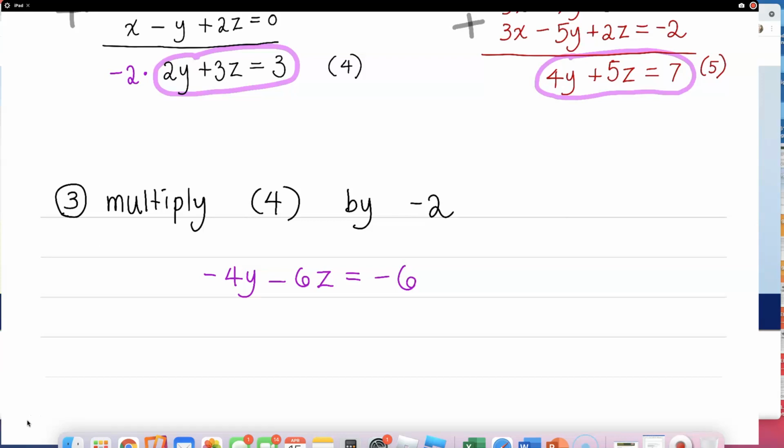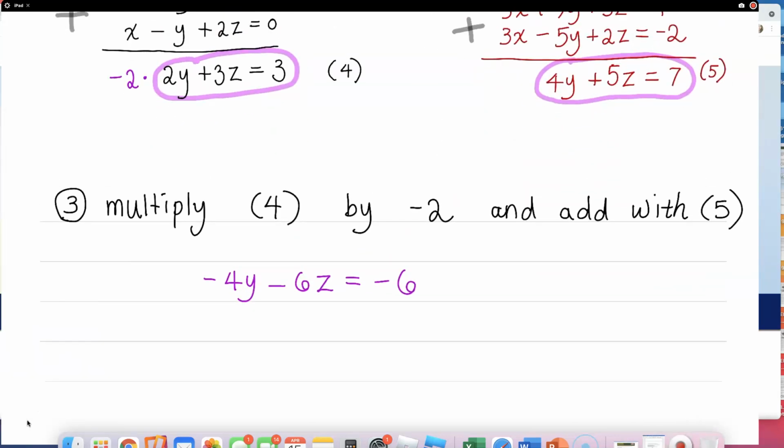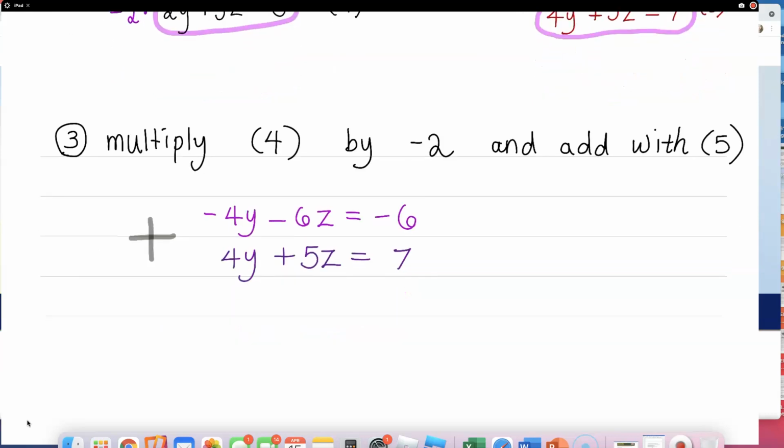And then I'm going to go ahead and add this with equation number 5. That's my plan. So I'm going to write down this equation number 5 underneath here. And I'm talking about this one, that one. So write down 4y plus 5z equals 7. Okay, that's the plan. And I'm going to now add them. And why was I doing all this? Because you'll see now, you'll see.